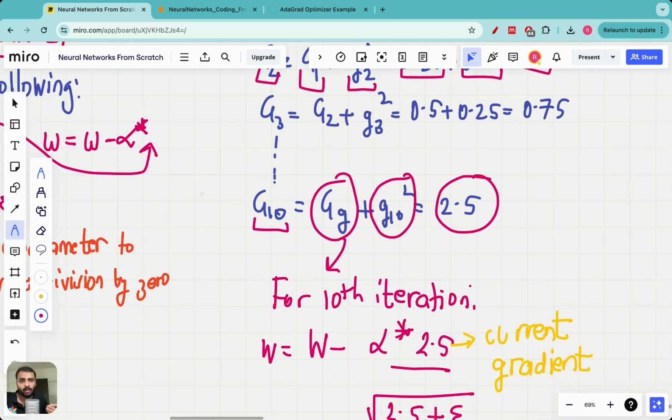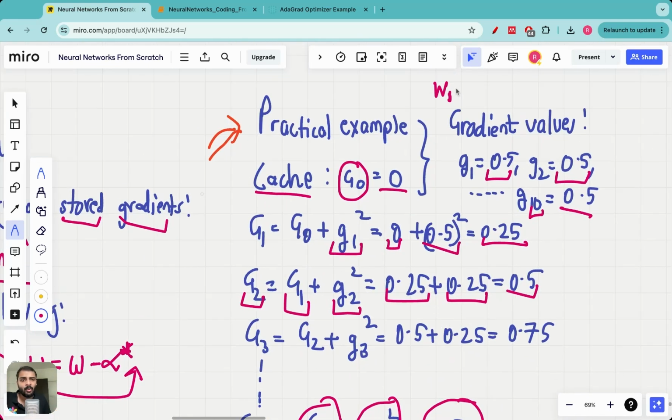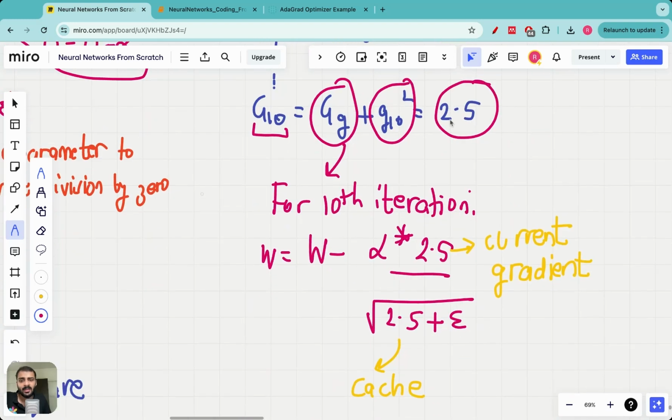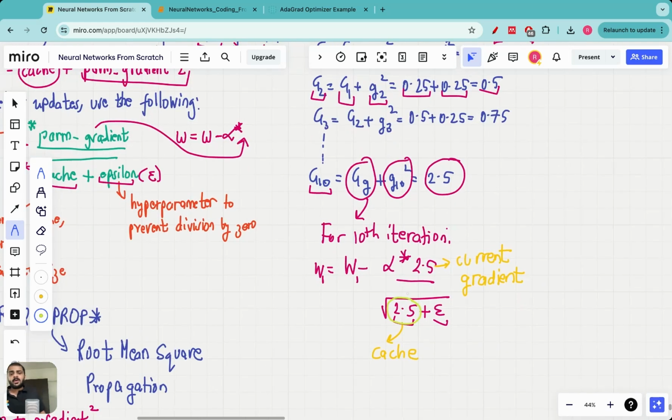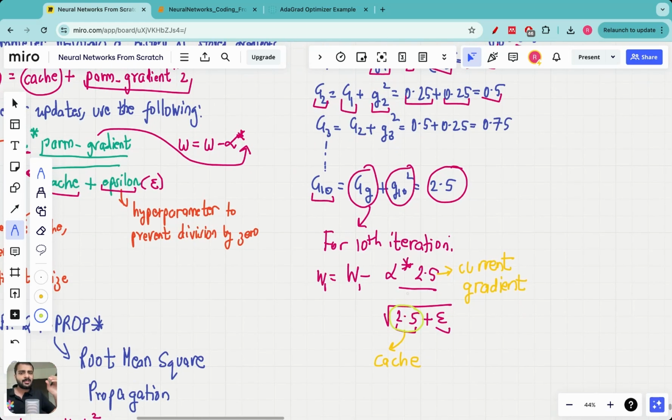So when we are going to do the weight update, the W1 weight update at the 10th iteration, ideally what we will be doing is just W1 equal to W1 minus alpha into 2.5 for normal gradient descent. But now we will divide it by the square root of the cache value plus epsilon. Since we did 10 iterations, the cache value is 2.5, so that's why we are dividing by it. Okay, so this is how it is simply used in practice. We just accumulate the sum of the squared gradients and we divide by the square root plus epsilon.